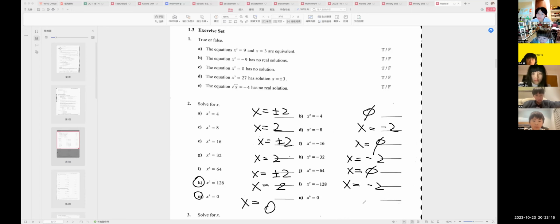X power 9 equals what? Roland, zero. Zero, zero, zero. Good job. Okay, we did that very quickly.